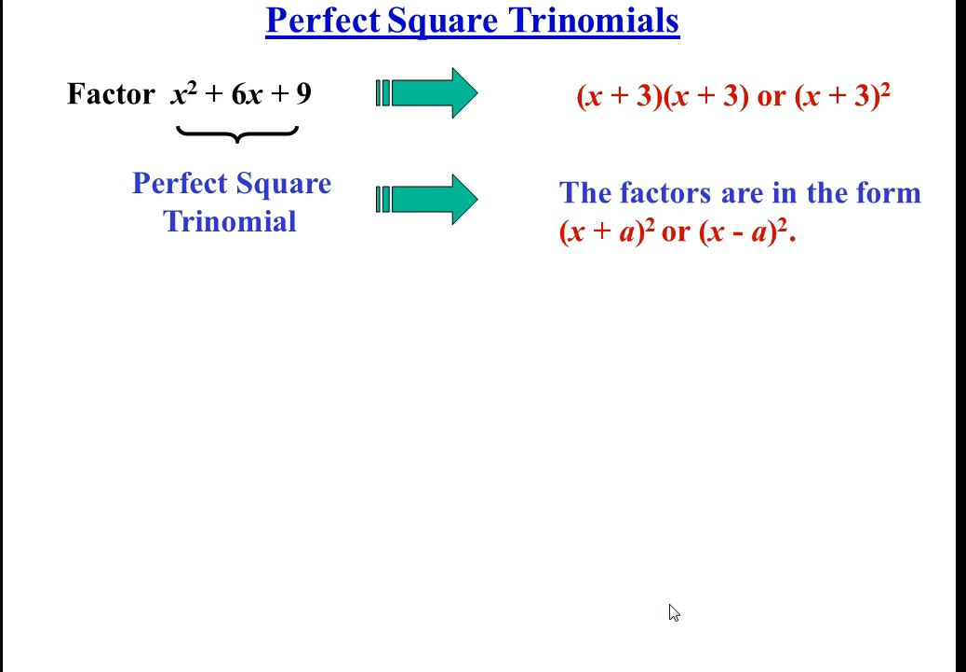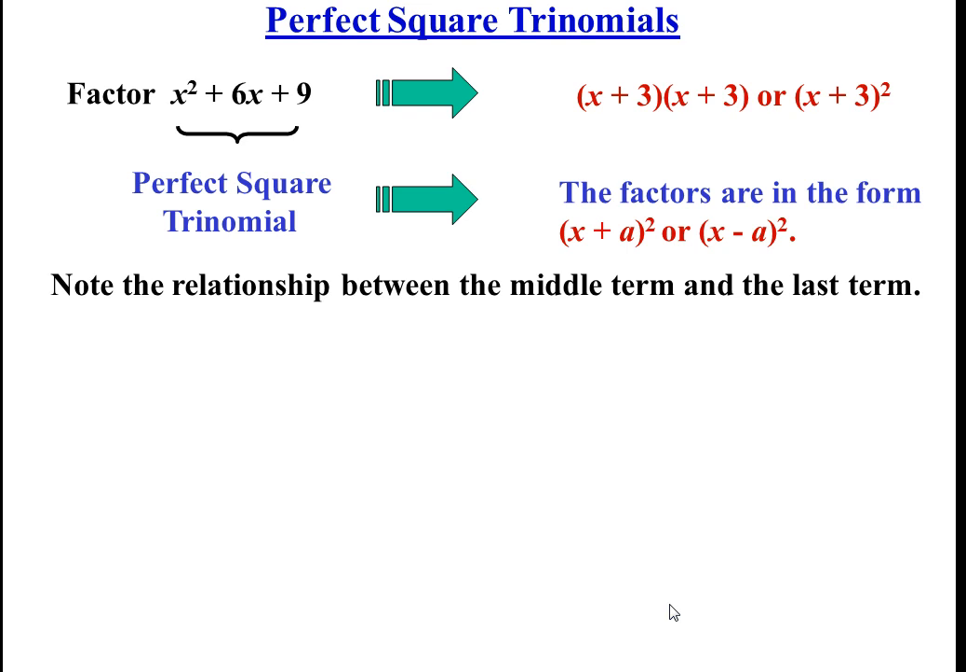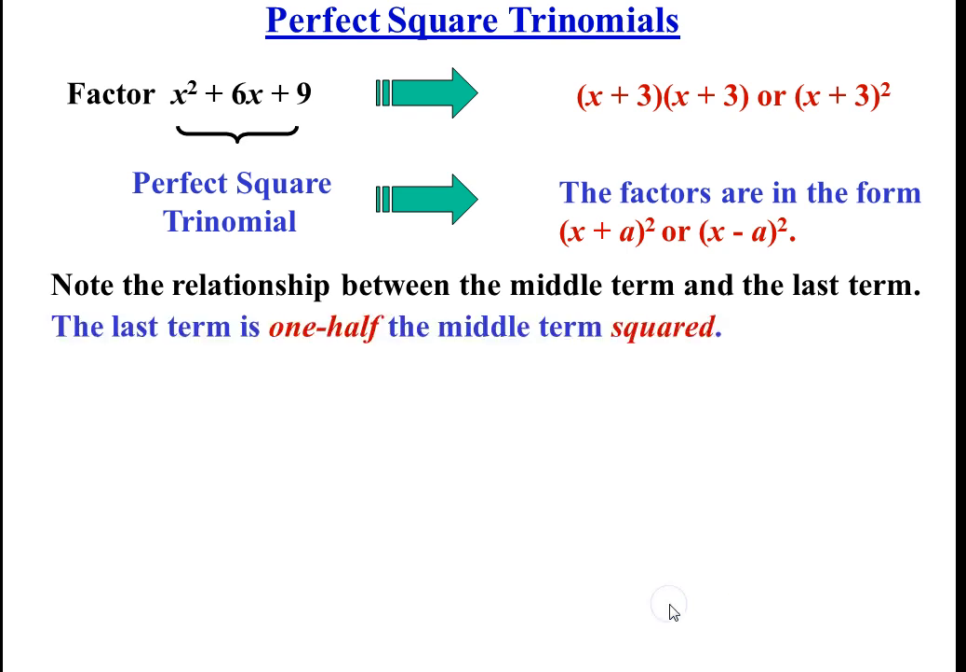All right. So it's very important to notice the relationship between the middle term and the last term. The last term is half the middle term squared. So 9 is half the middle term 6, squared. Half of 6 is 3, 3 squared is 9. Right? Half the middle term squared will give us the last term in the perfect square trinomial.